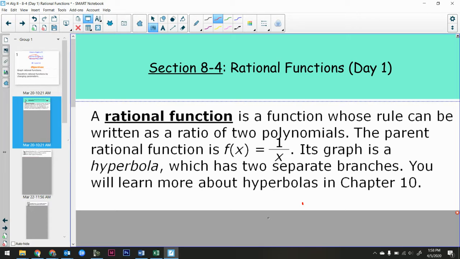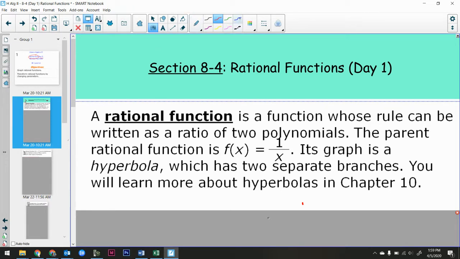So this week, we're going to be talking about graphing rational functions. Now, what is a rational function? A rational function is a function whose rule can be written as a ratio of two polynomials. A rational number is a ratio of two numbers, so a rational function is a ratio of two polynomials. The parent function is f of x equal to 1 over x. That's the parent, just the number 1 divided by x. That's the inverse variation with k value of 1. Its graph is a hyperbola.